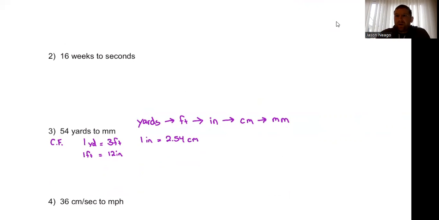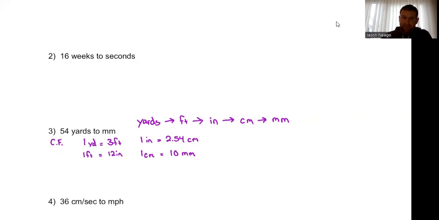How do I go from centimeters to millimeters? Well, if I think of my ruler and look at a 1 centimeter section, the smaller lines represent my millimeters. So there are actually 10 millimeters for every centimeter. That would be my last conversion factor: 1 centimeter is equal to 10 millimeters.